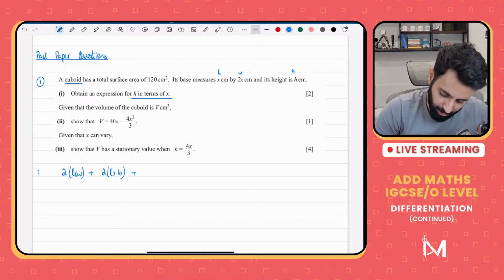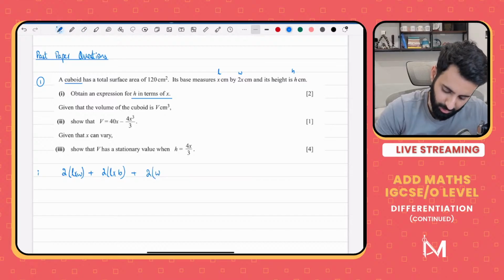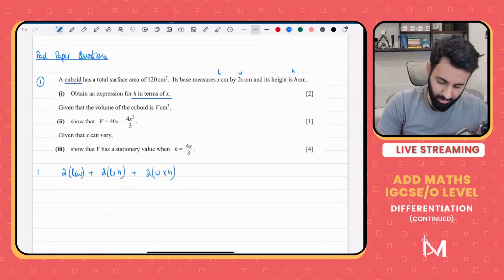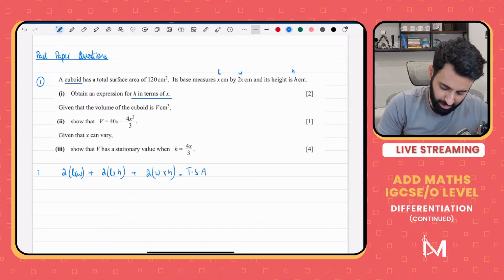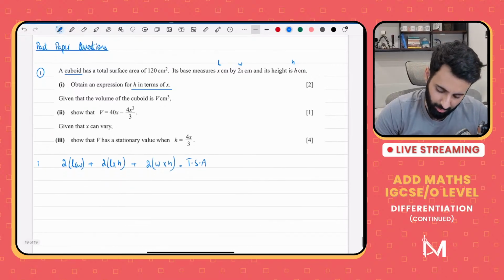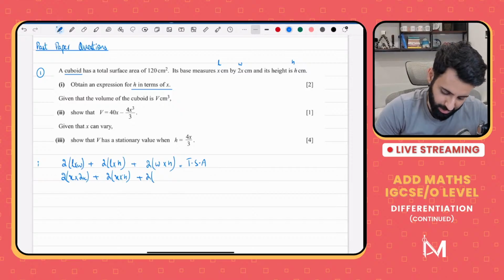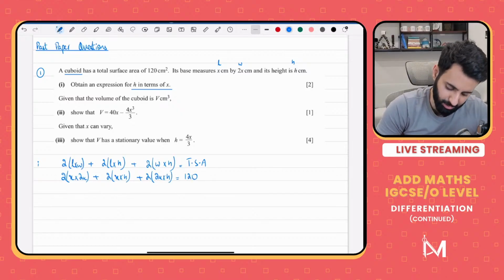That's twice length times width, plus twice length times height, plus twice width times height, and that's equal to the total surface area, which according to this question is equal to 120. So 2 times length into width, that means x times 2x, plus 2 times length into height, that means x times h, plus 2 times width into height, that means 2x times h, and that's equal to 120. Now keep your eyes on the prize, and what's that? The prize is that you're supposed to make h the subject.